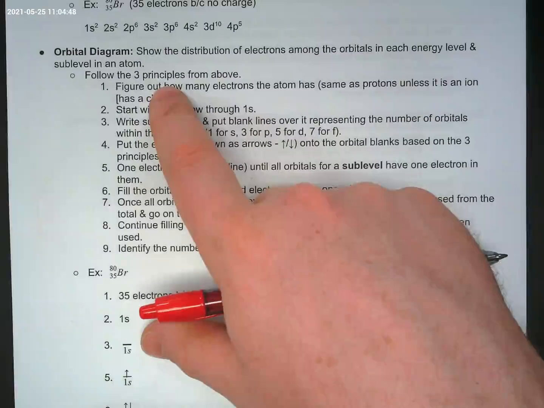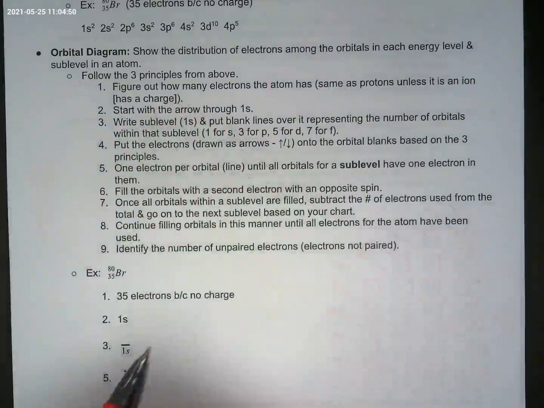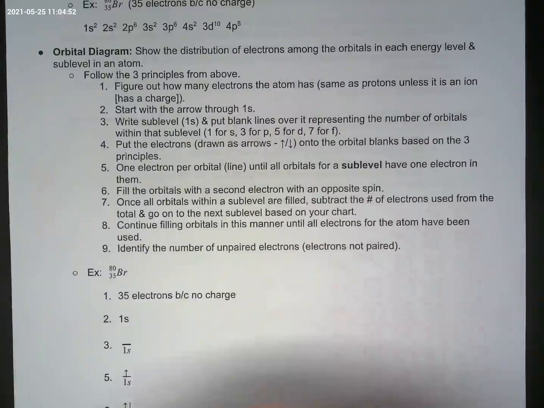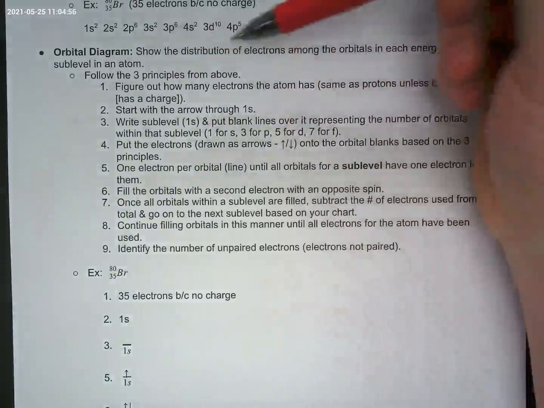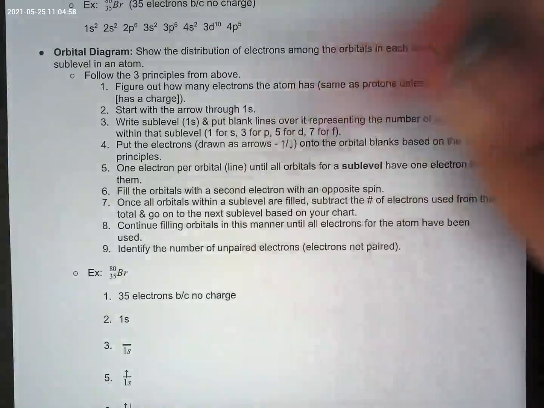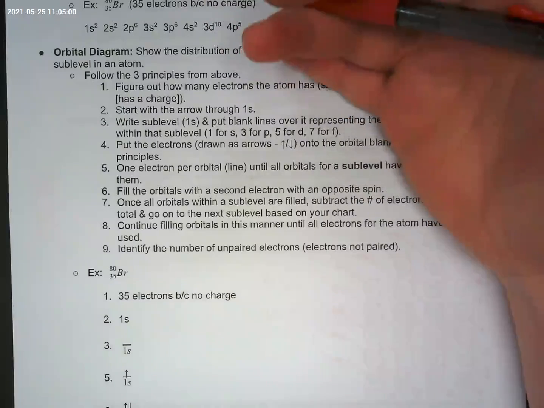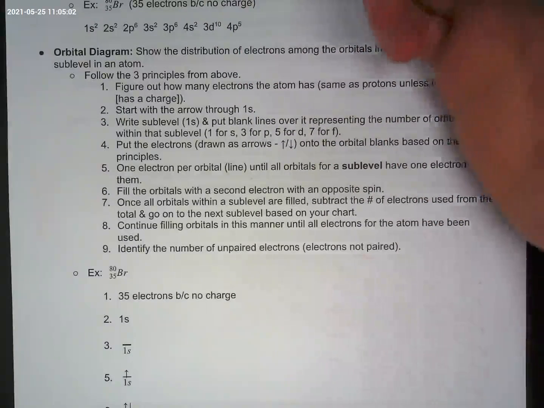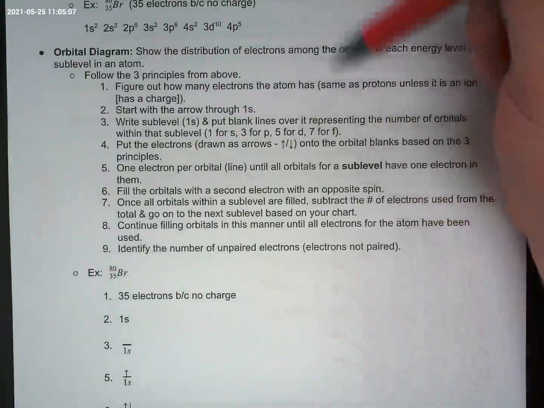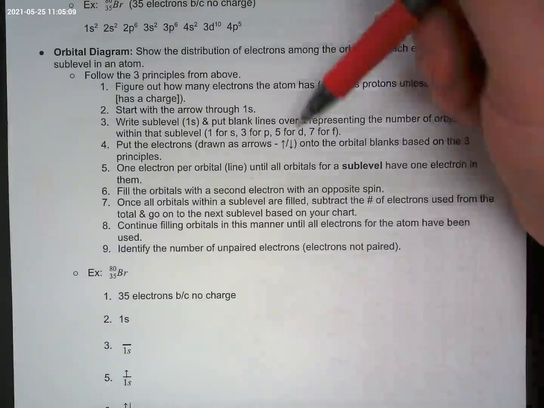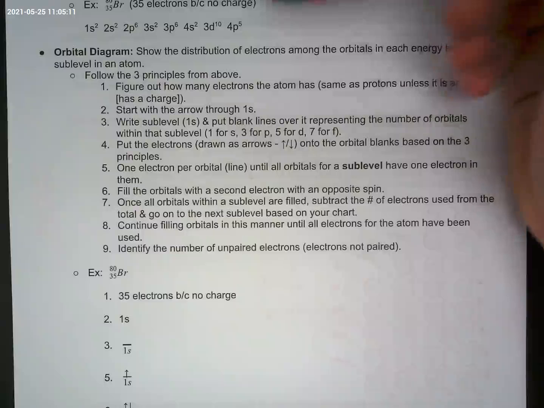So, first we have to figure out the number of electrons an atom has. In the problems that we're going to complete, or the practice that you're going to do, you're going to be told to find the electron configuration and also the orbital diagram. So you're already going to have the number of electrons. That shouldn't be a problem. But if you don't, you still have to find them.